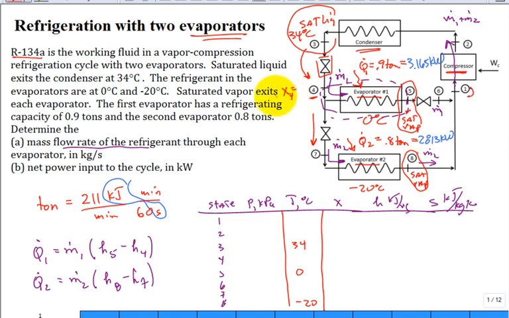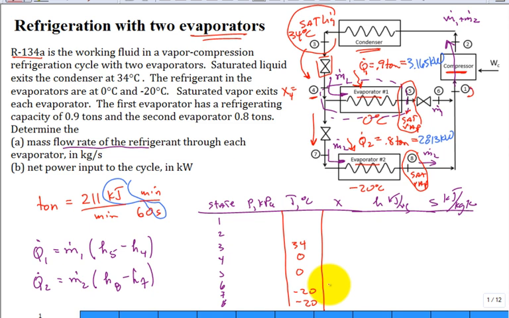And that pressure at 4 is the same as the pressure at 5. The temperature at 4 is equal to the temperature at 5. They're both at the saturation temperature. So this one at 4 is 0. A little deduction, a little thinking, thought process. Likewise, the temperature at 7 is negative 20.